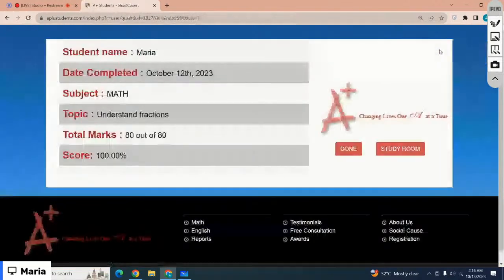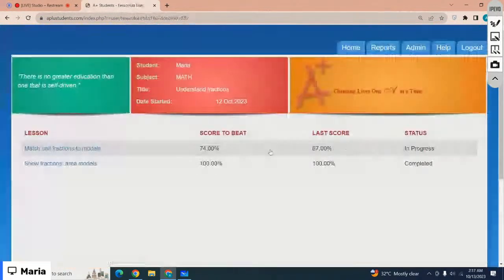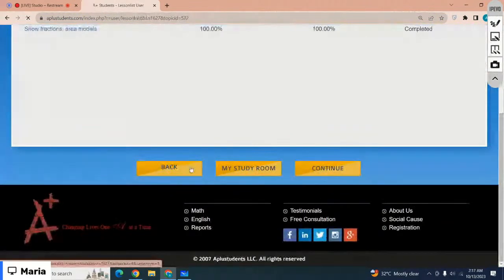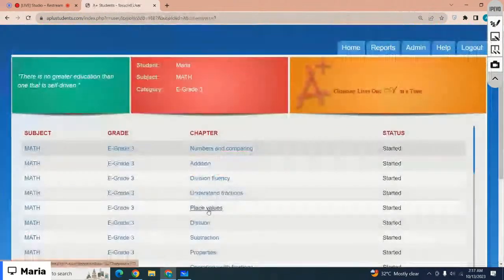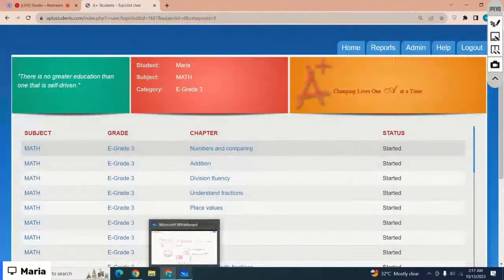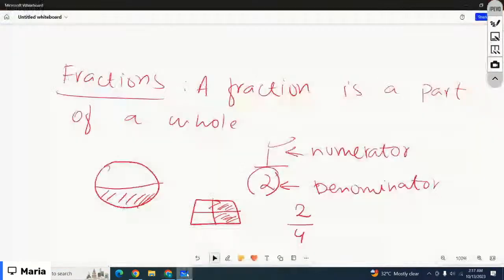Okay, we are done with the lesson. Also, we are done with the chapter unit fractions, understanding fractions. We're going to start the new chapter, that is place values. So what do you know about place values? I think you already did it in grade 2. What are the place values?